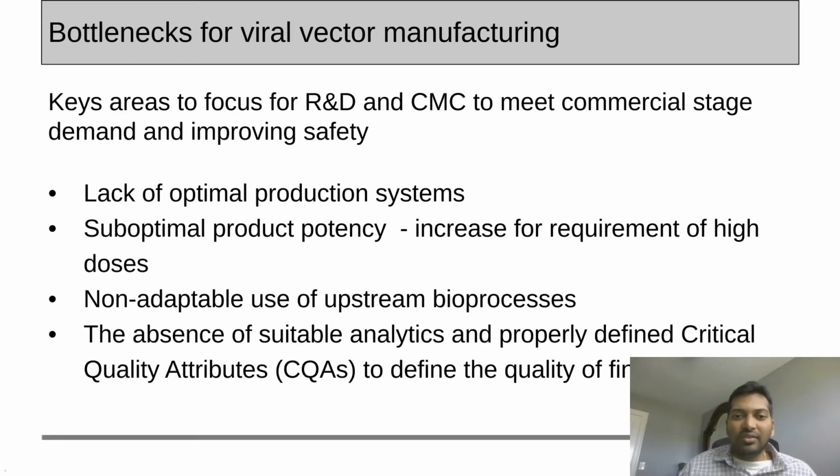Another area is the non-adaptable use of upstream bioprocessing. Because demand is so high, most of the time companies work with the transfection model and carry out the whole engineering run. But once it's transferred into initial commercial or phase three manufacturing, you have to have a more robust process, and it should be scalable. The upstream bioprocesses right now are not really scalable. That's a big challenge or bottleneck.